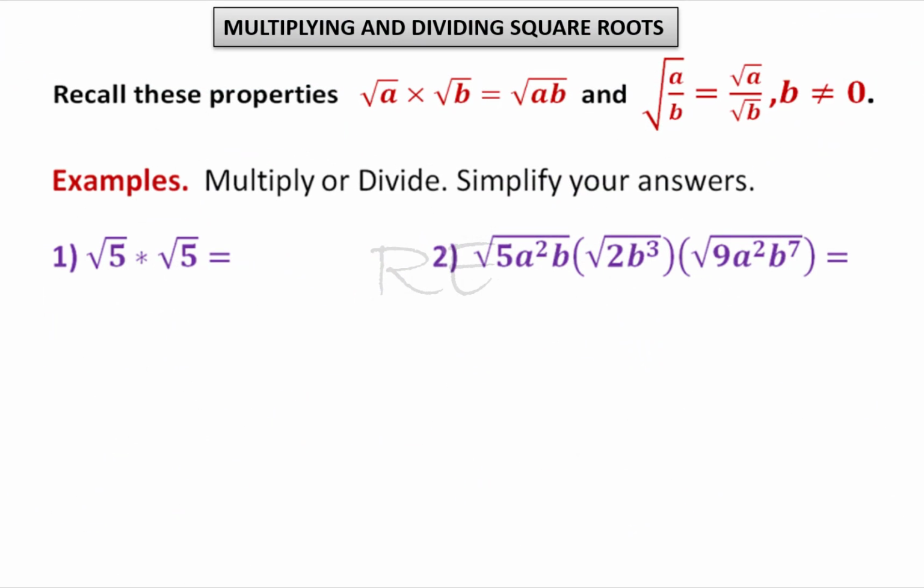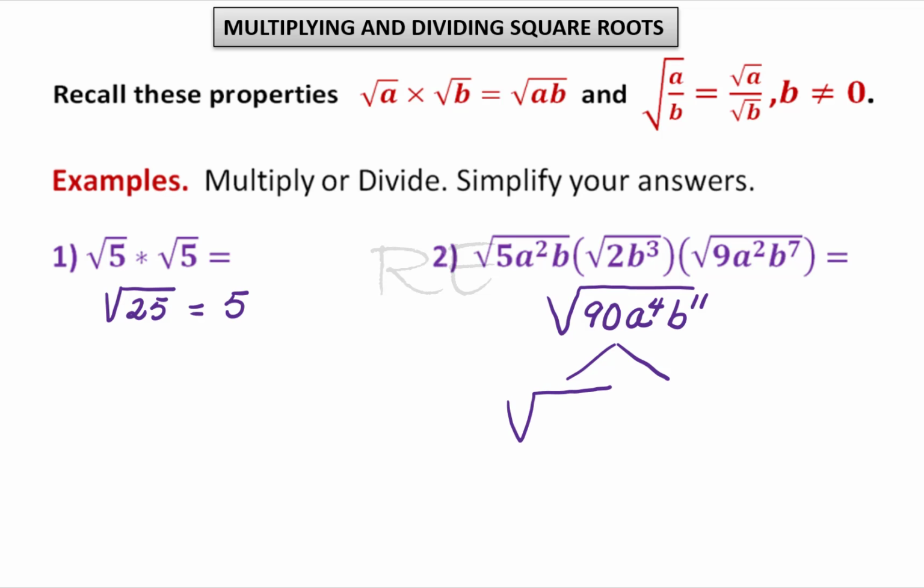The square root of 5 times the square root of 5 is equal to the square root of 25, which is 5. For number 2, we're going to put everything together and then simplify. 5 times 2, 10, times 9, 90. A squared times a squared, a to the 4th. B times b to the 3rd, b to the 4th, times b to the 7th, b to the 11th.